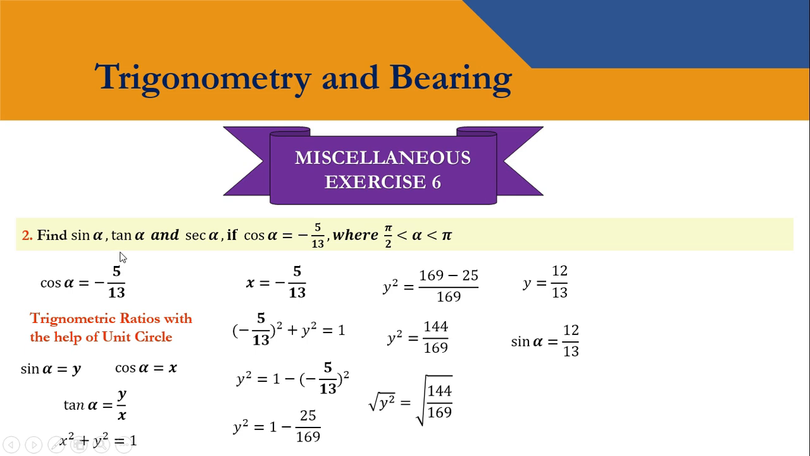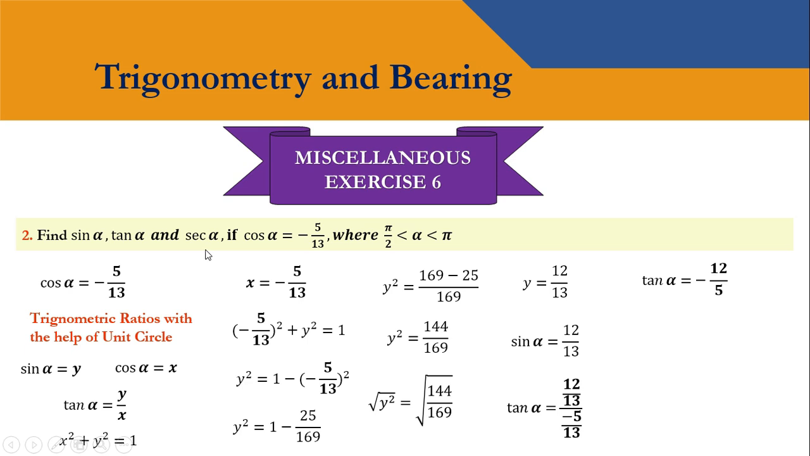Now to calculate the tan alpha, we know that it is equal to y divided by x. So we have the value of y here and we have the value of x here. So we will divide y over x. 13 will be cancelled with the 13, and the final answer for tan alpha is equal to minus 12 by 5. So tan alpha is also negative because it is in the second quadrant.